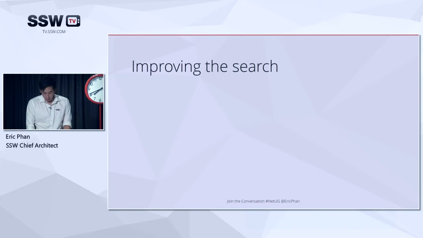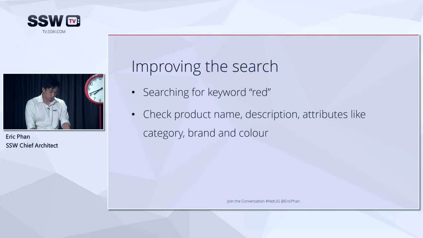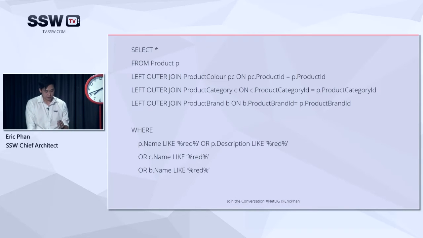For our client, one of the slow bits of the page was the search for products. If you search for the keyword red, we had to check that red was in the product name, the description, and any attributes like the color, the brand, the category. So there were all these tables that the third-party engine was querying. If you were to manually write the SQL, it would look something like this, with a whole bunch of outer joins and OR statements to check whether that term was in there.